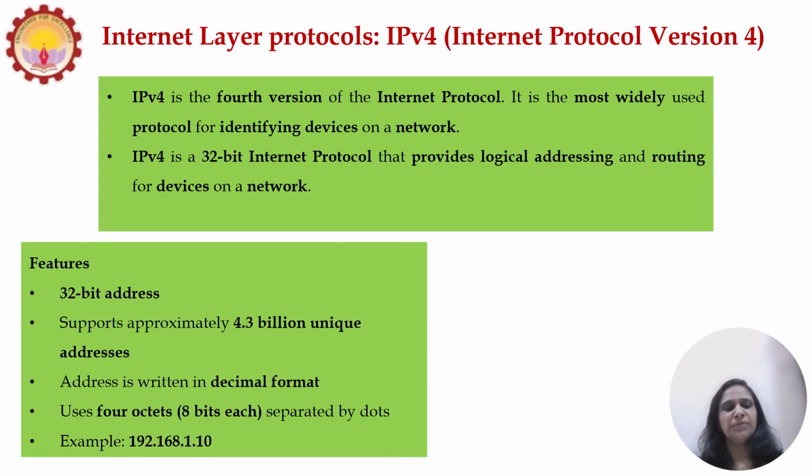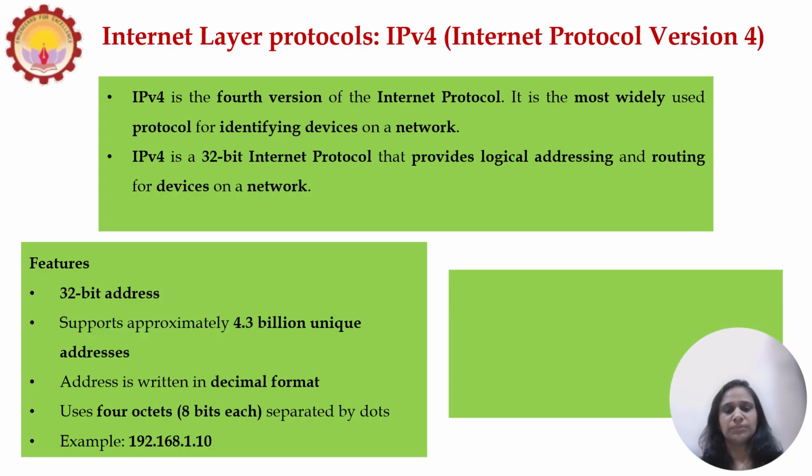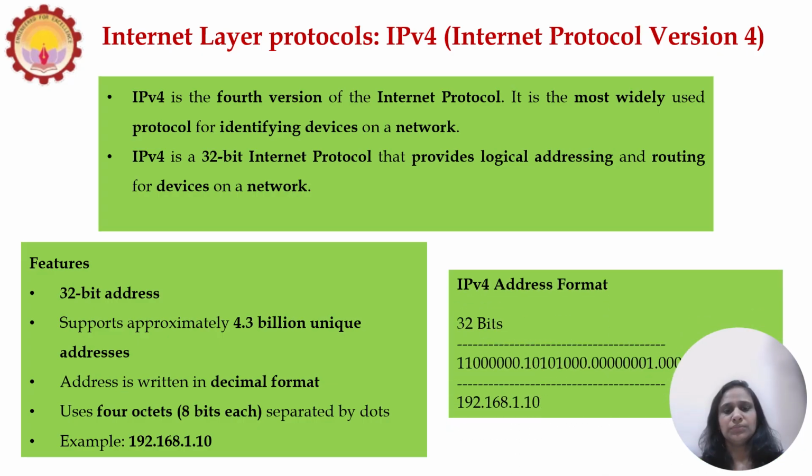Some of the main features of this IPv4: it is a 32-bit address. It supports approximately 4.3 billion unique addresses. The address is written in decimal format. It uses 4 octets, that is 8 bits each, separated by dots. For example, it is given as 192.168.1.10. So the IPv4 address format is shown here.